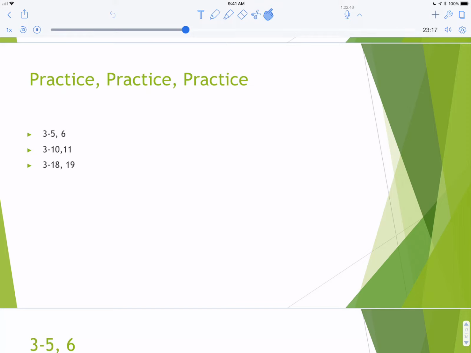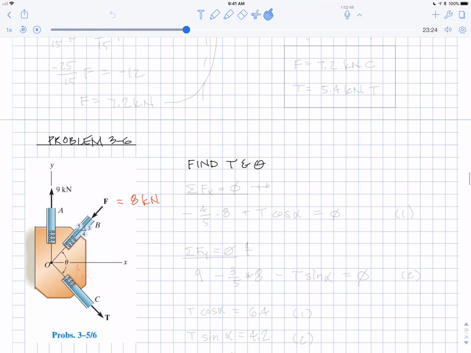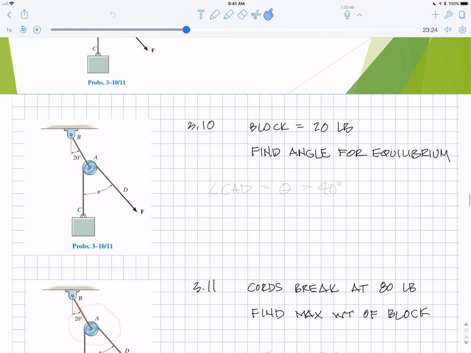So you've learned all the concepts about particle equilibrium. Now we'll do some problems to practice. So in problem 310, you're given that the block weighs 20 pounds and that we need to find that angle theta for equilibrium.